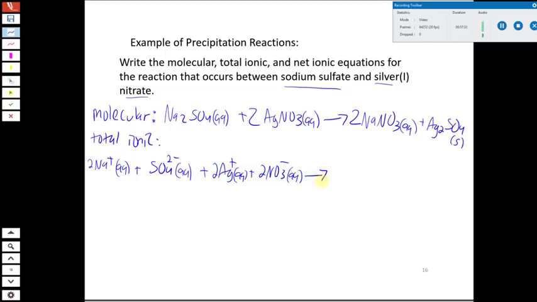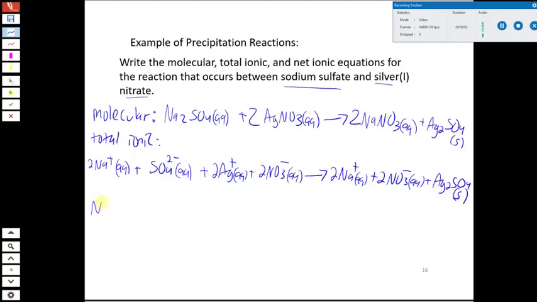And then on the product side, our first product here is still soluble, aqueous, so we still separate that to 2 Na plus and 2 NO3 minuses. But our second product, silver sulfate, is insoluble, so we don't change anything about that. Okay? So that's going to still have an S next to it to indicate that it forms as a solid. So we don't divide this into ions because it's insoluble. Only the soluble species get divided.